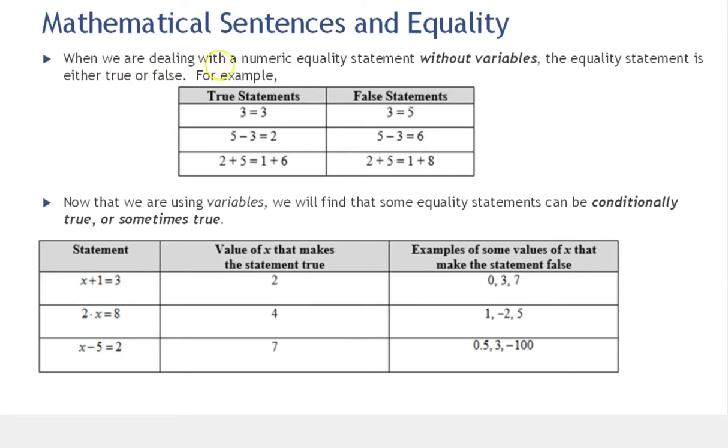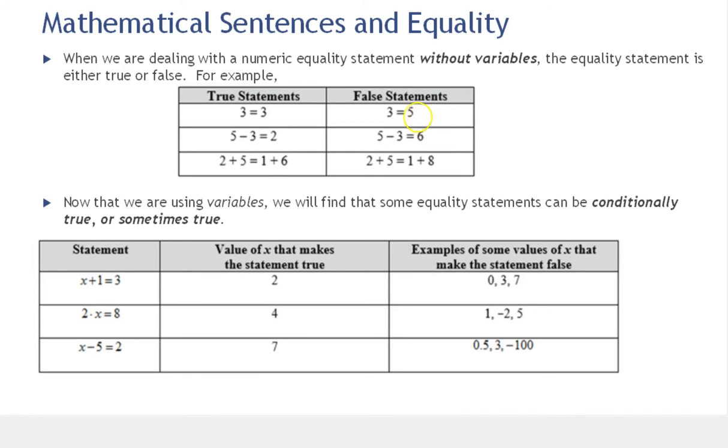Now, when we are dealing with a numeric equality statement without variables, so what we've done before algebra, the equality statement is either true or false. Okay, so on the left here we have true statements. 3 equals 3. That's true. Here we say 5 minus 3 equals 2. That's also true. This one may look a little bit different to you. We'll talk about this in more depth later. But notice the left-hand side of the equal sign, 2 plus 5, well, that's 7. And the right-hand side, 1 plus 6, is also 7. So these are true.